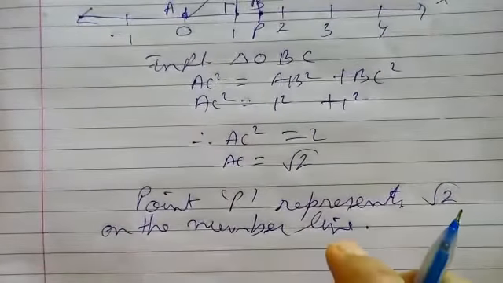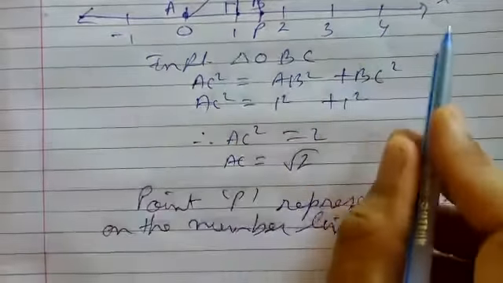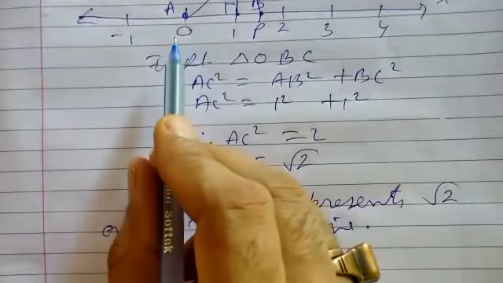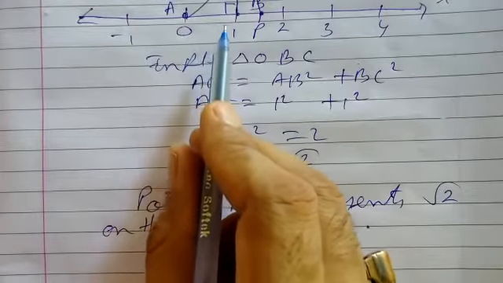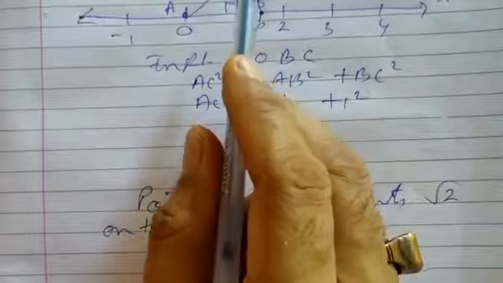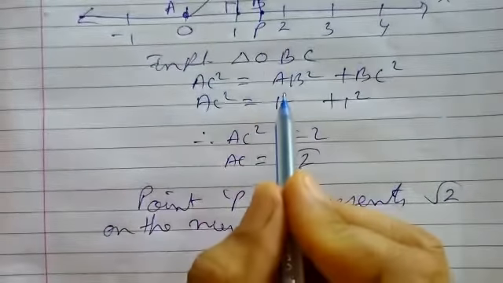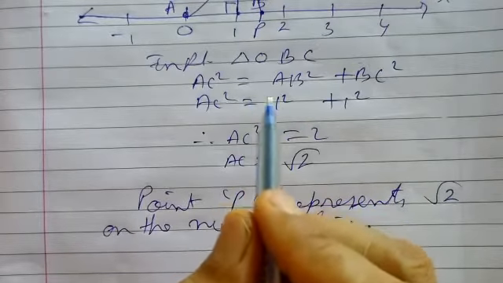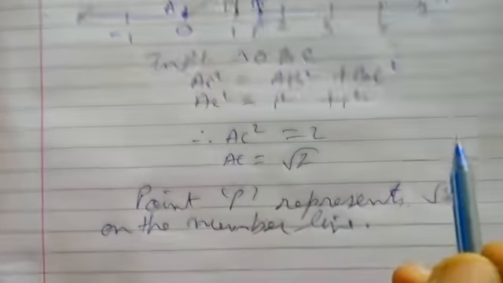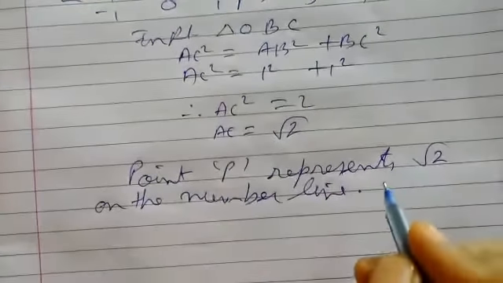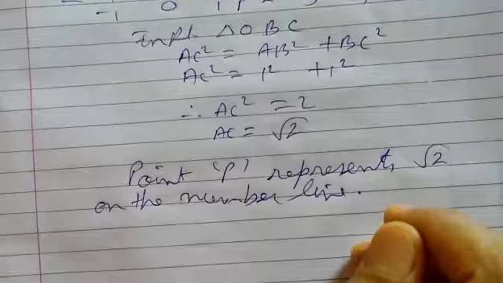So again, let us recall it. What we have done basically is that we have taken a number line, taken the length of AB equal to 1, the length of BC equal to 1. Then we have applied the Pythagoras theorem, and using that we have got AC equal to root 2. So this is how we represent root 2 on the number line.